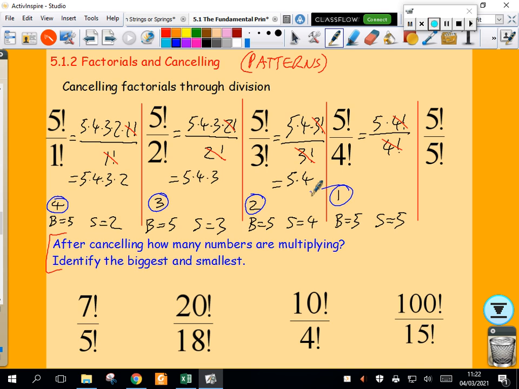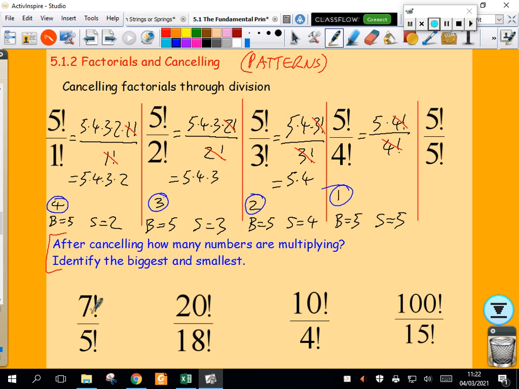So what is the pattern? Well, this is the pattern. If I subtract the number on the bottom, 1, from the number on the top, 5, I get 4. If I subtract 2 from 5, I get 3. If I subtract 3 from 5, I get 2. If I subtract 4 from 5, I get 1. So that's how we figure out how many terms.